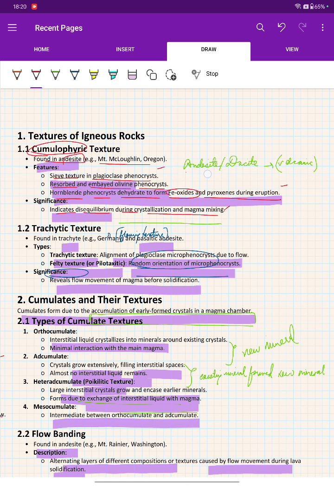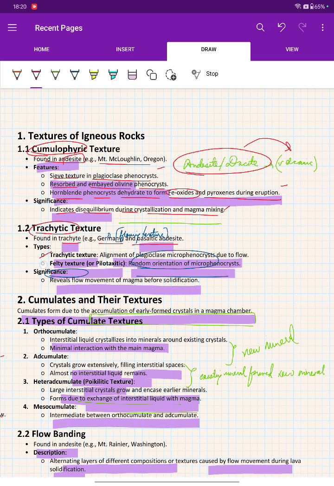So andesite, dacite, they both are the volcanic thing, and it comes under the cumulophyritic texture. And the significance is it's the type of texture that indicates disequilibrium during crystallization and magma mixing. Now we have the trachytic texture. It's found in trachyte. So example, Germany and basaltic andesite.